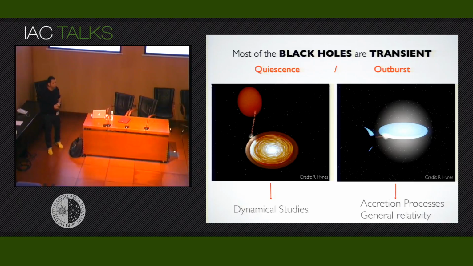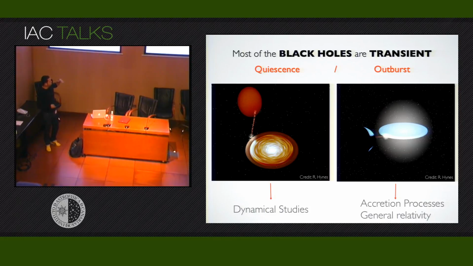And by transients, I mean that they spend most of their lives in a dim, quiescent state, in which the accretion disk emits very little in X-rays. Actually, to detect one of these guys, if they are not far away, we need a very deep Chandra observation. You need several Chandra kiloseconds, because the luminosities are of the order of 10^30, 10^31, sorry.